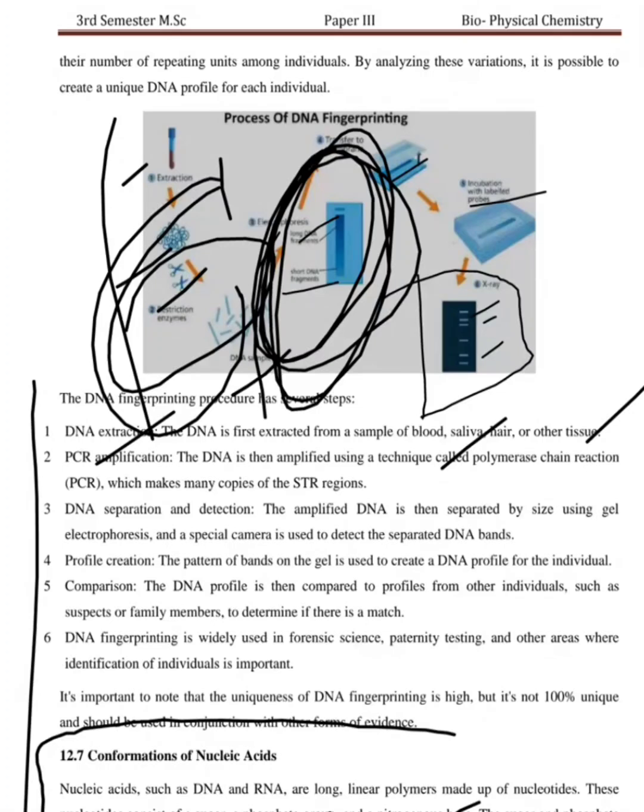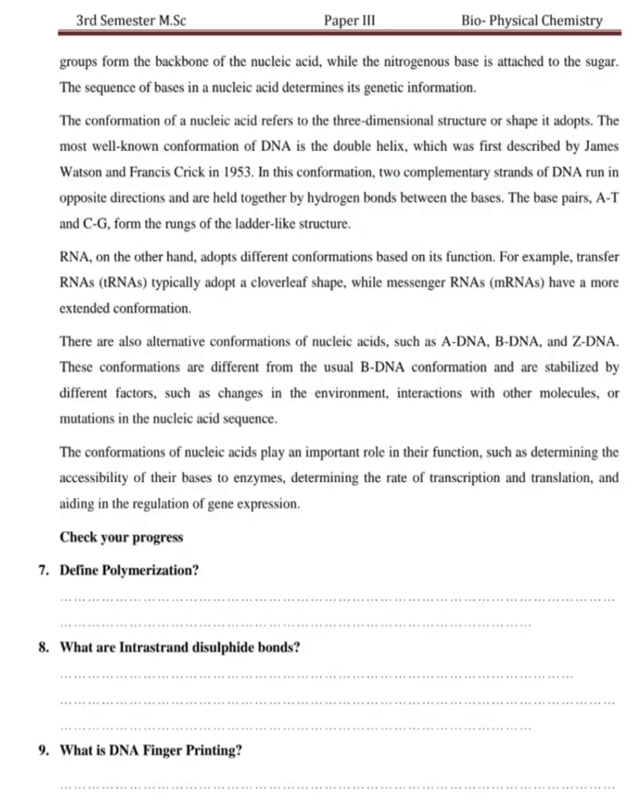The conformation of nucleic acid refers to its three-dimensional structure or shape. The most well-known conformation is that of DNA, the double helix. Two complementary strands of DNA, running in opposite directions, are held together by hydrogen bonds between the bases, A with T and C with G, forming a ladder-like structure.